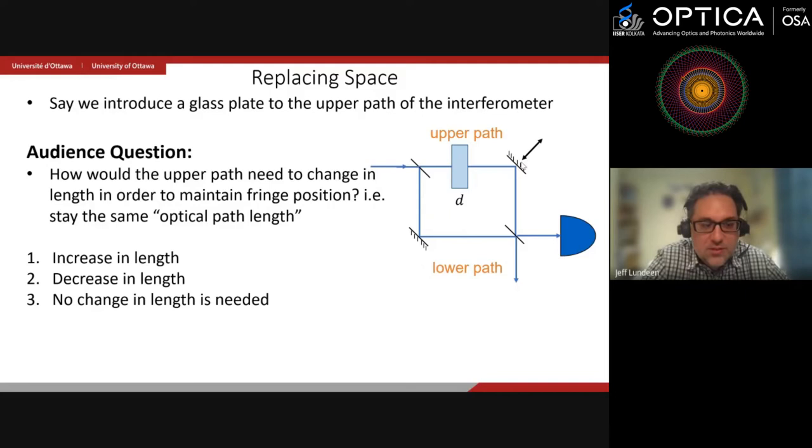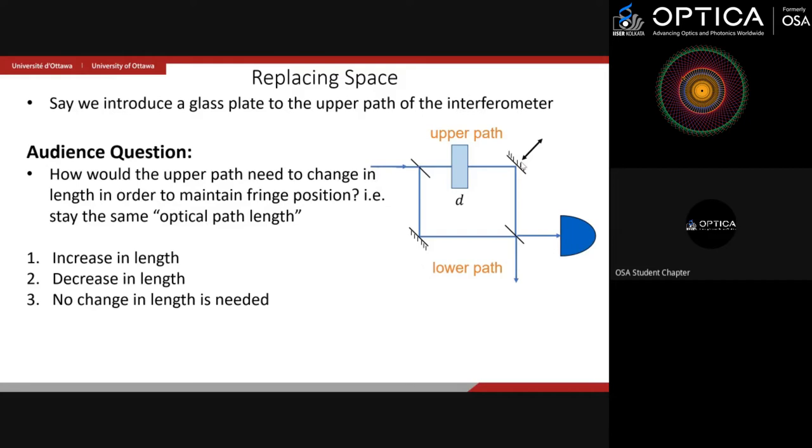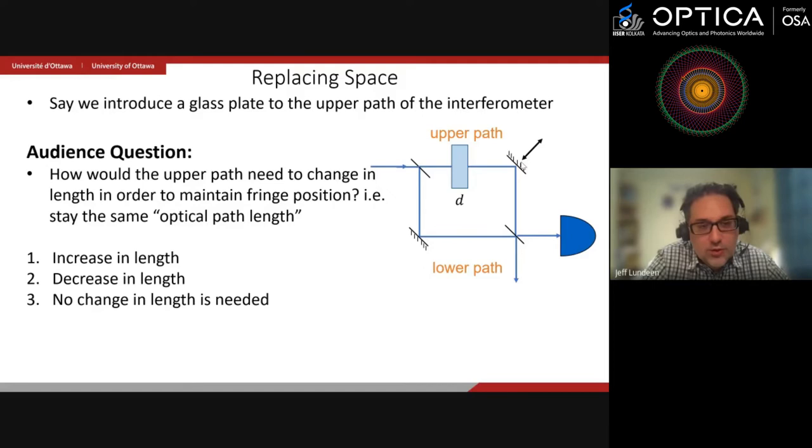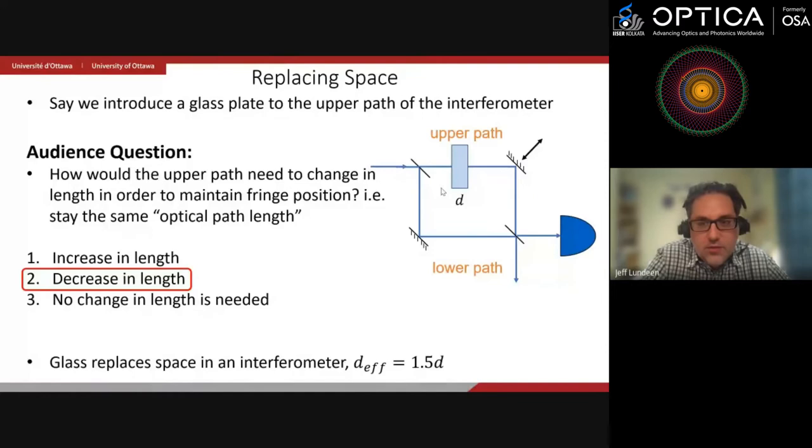Yeah, so there are 12 votes in option two, 3 votes in option one, and 1 vote in option three. Okay, so you're all very smart. The correct answer is option two. You will need to decrease the upper arm length to compensate for the fact that you added this glass. The glass increases the optical path length, and so you need to decrease the remaining optical path length by moving the mirror in. So in this case, glass is replacing space in an interferometer, and the effective distance that it's replacing is just 1.5 times t.